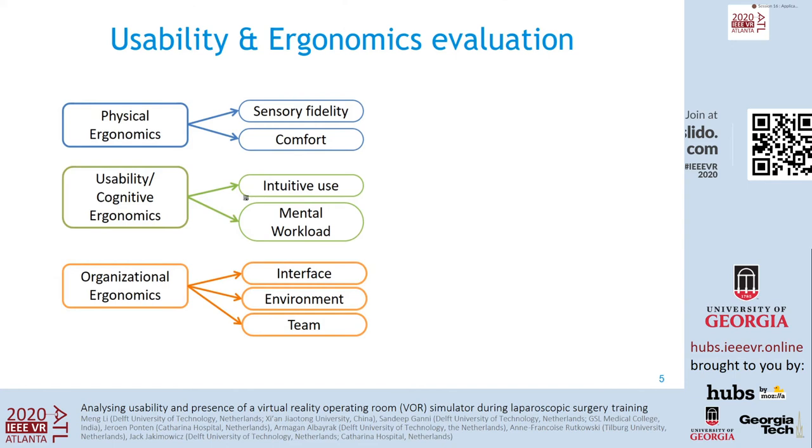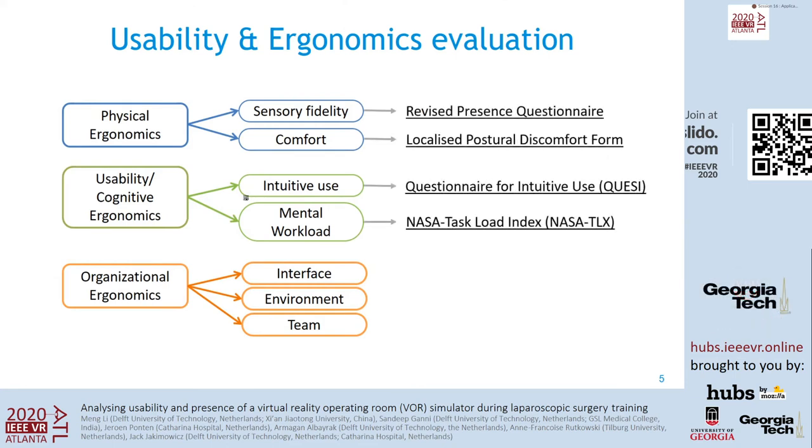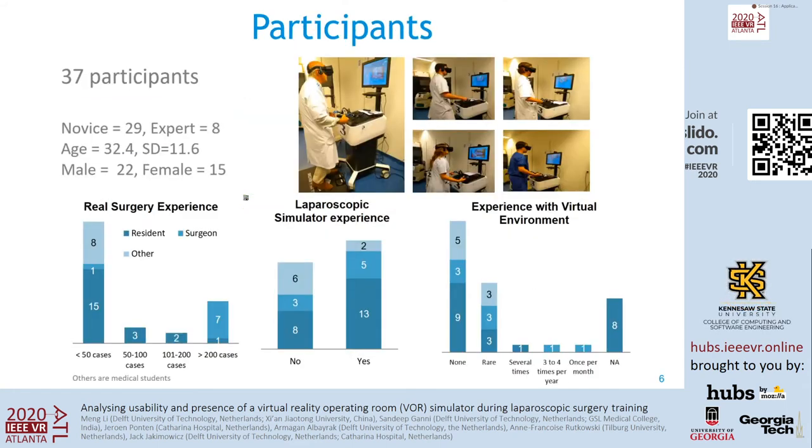So we evaluate these factors from three aspects of ergonomics. In this study, we used the presence questionnaire, localized postural discomfort form, questionnaire for intuitive use, and NASA TLX to identify the physical and cognitive ergonomics. And for the organizational ergonomics, we used interviews.